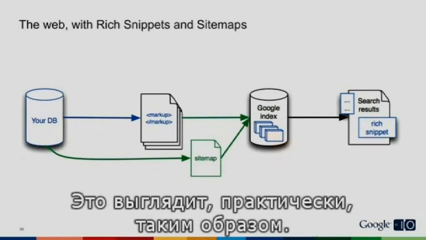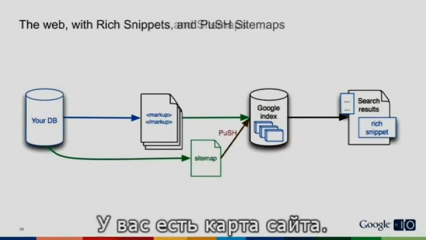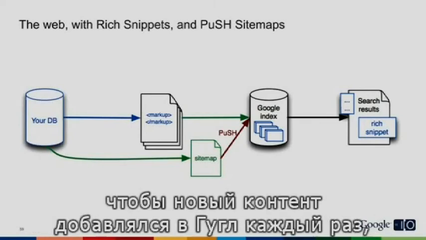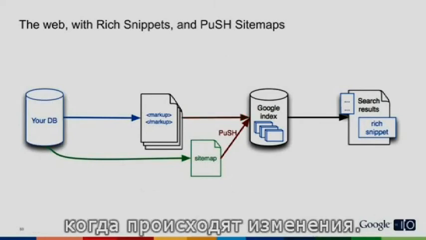It pretty much looks like this. You have the sitemap, you add in PubSub-Hubbub so that a fat ping just hits Google every time something happens, and then Google knows that your site is updated and can check it when it can.